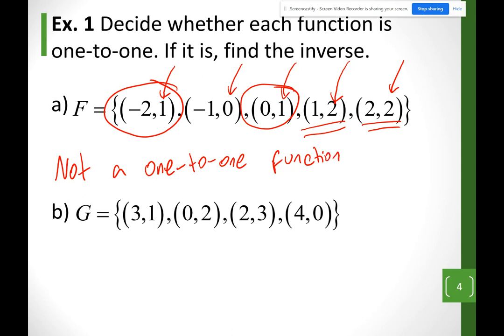It is not. Now it said if it was a one-to-one, find the inverse. All I'm going to do for the inverse is switch the x and the y places. But this is not a one-to-one function, so I stop.